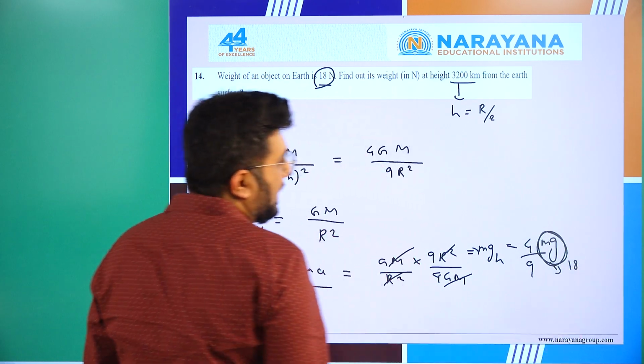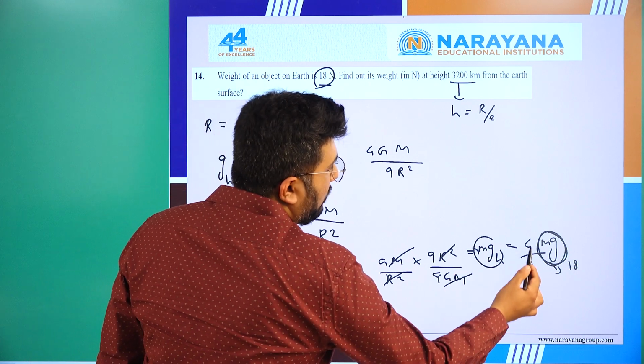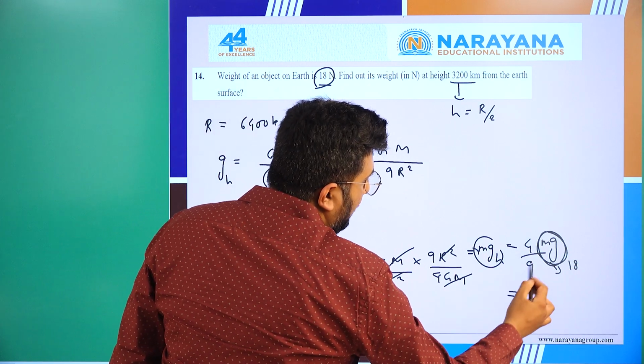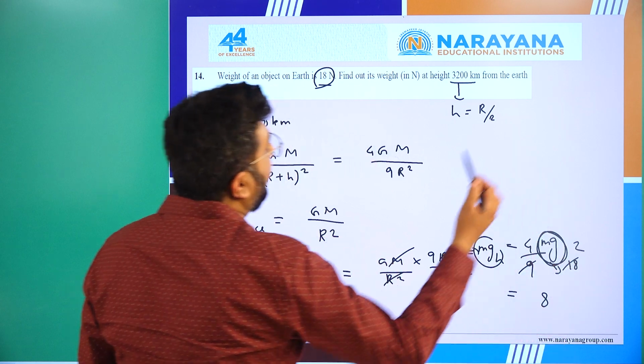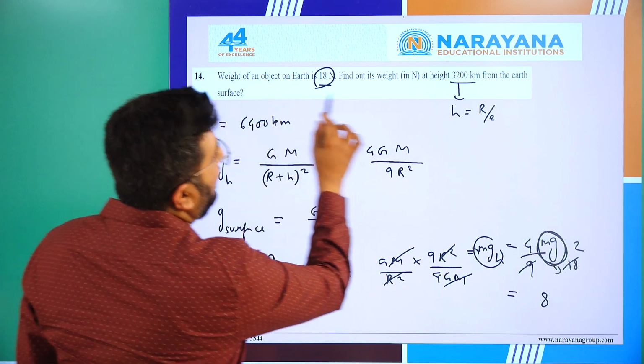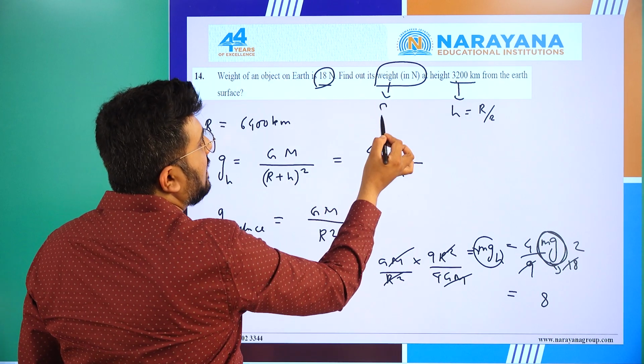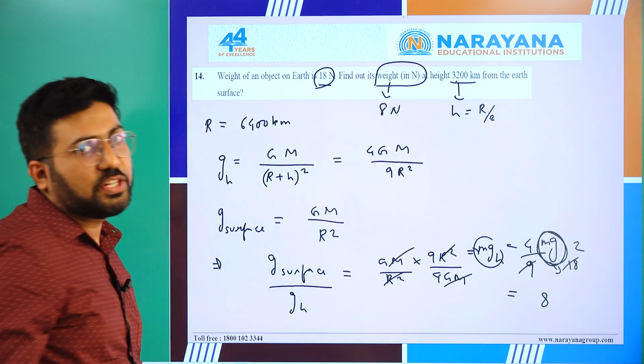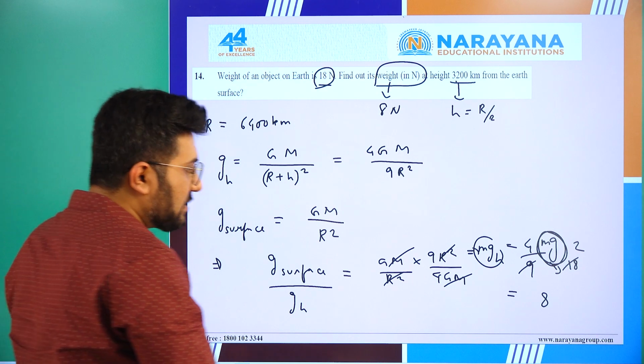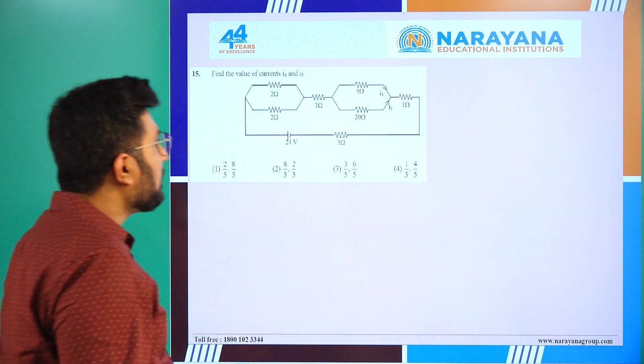So if this value is 18 Newton, then what is this value? 4 by 9 into 18, which is equal to 8. So what is the weight at 3200 kilometer? I will say my answer is 8 Newton. Okay, let's go to the next question.